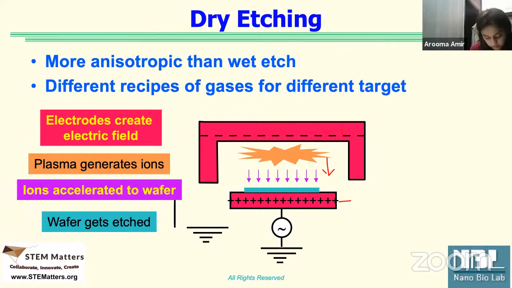And once that bombardment happens, the bombardment of these ions would result in removing material from the surface. But these ions would be selective in their reaction between silicon and the masked material. So this would be where those ions bombard and remove that material. So it's called sputtering, which is etching by removing material from the surface, not reaction here, right?